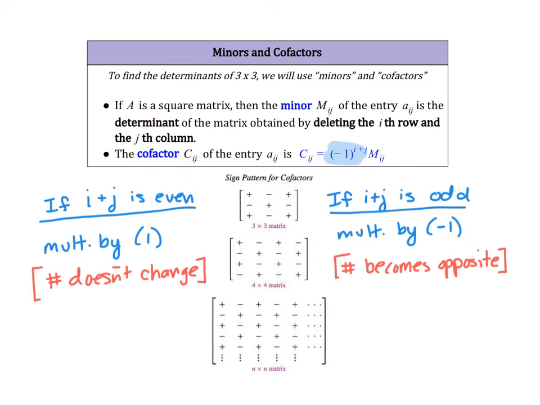Now, the cofactor has a little formula right here, which looks a lot scarier than it is. To find the cofactor, you essentially take the minor, and then you either multiply it by negative 1 or positive 1. So how you decide is you just add up i and j. You add up the number row and the number column. So the rule of thumb is if the sum of i and j is even, well, if you raise negative 1 to an even power, it cancels out the negative. So you're essentially multiplying by positive 1. So the number doesn't change, meaning your minor and your cofactor are the same.